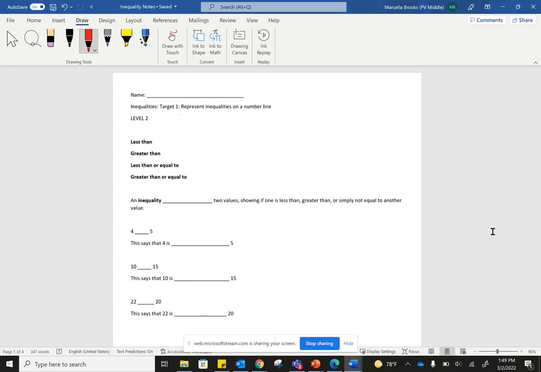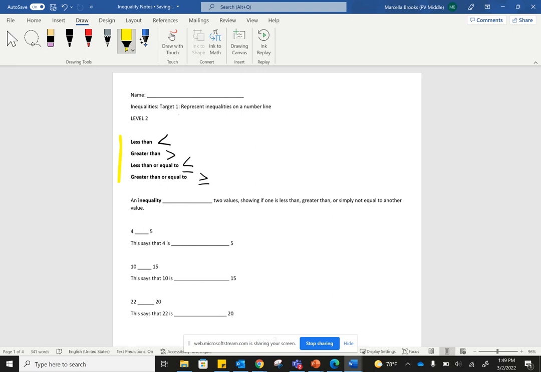So first, we have less than. This is what a less than sign looks like. It looks like an L, a little L that's bending in on itself, about to touch its toes. Greater than looks like that. Less than or equal to is the less than sign with a little line underneath it. Greater than or equal to is the greater than sign with a little line underneath it. Okay? You need to know those signs.